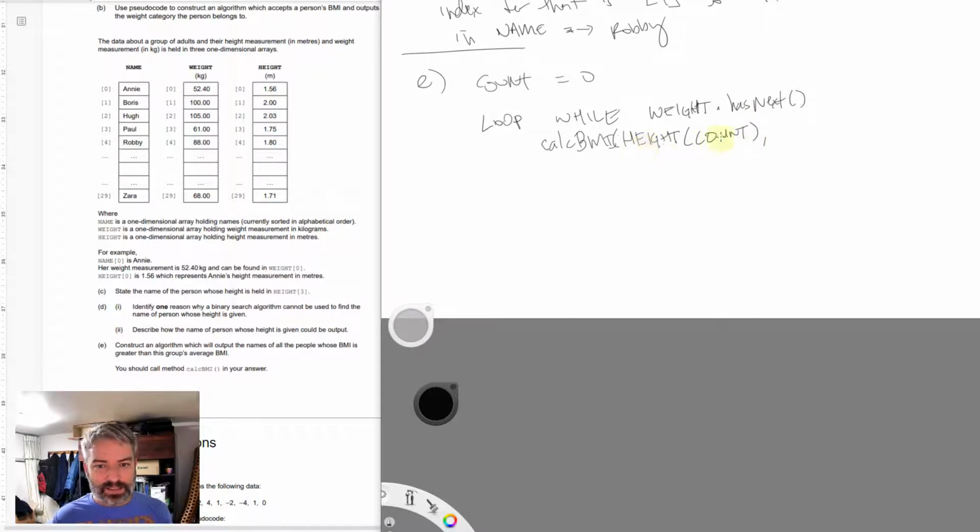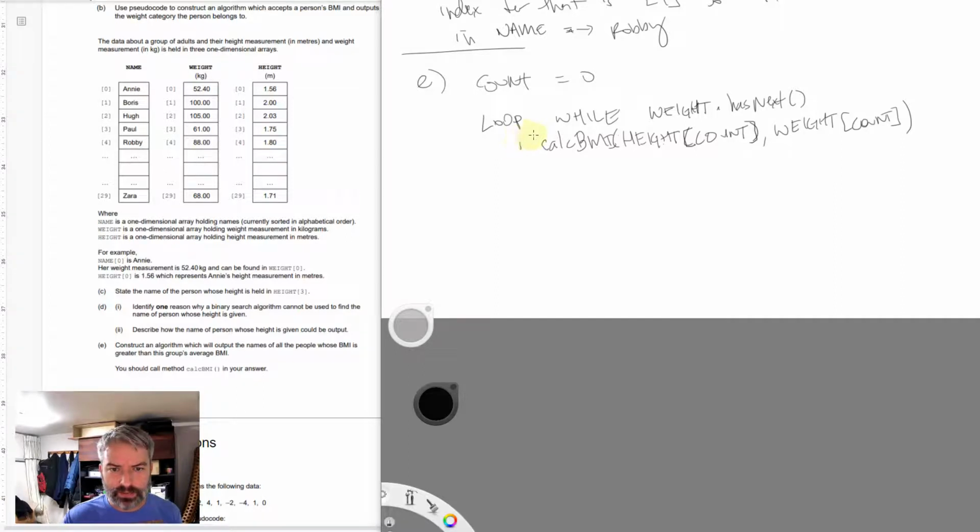So we'll get height, count. We're accessing, and these should really be brackets since it's an array. And then we'll put in weight. So we're accessing the array's weight and height here, and we're putting in the current count to get the weight for this person. So we're going to calculate the BMI. There's a lot of ways we could break this up. We could save this as a temporary variable like B or BMI, or we could put it all in one. I'm just going to put it all in one.